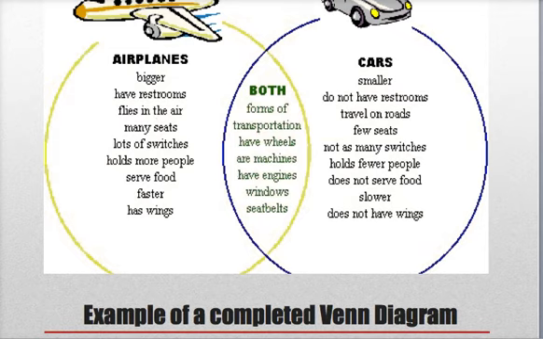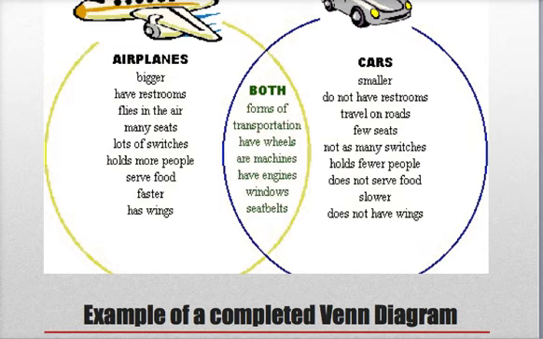And under the cars column, this is what is different from airplanes. Cars are smaller, they do not have restrooms, they travel on roads, they have just a few seats, they have not as many switches as airplanes, they hold fewer people, they do not serve food. Of course, people bring their own food, but they are slower, and they do not have wings.